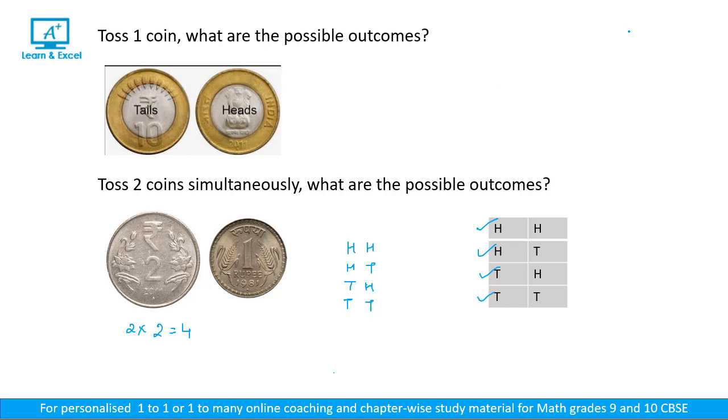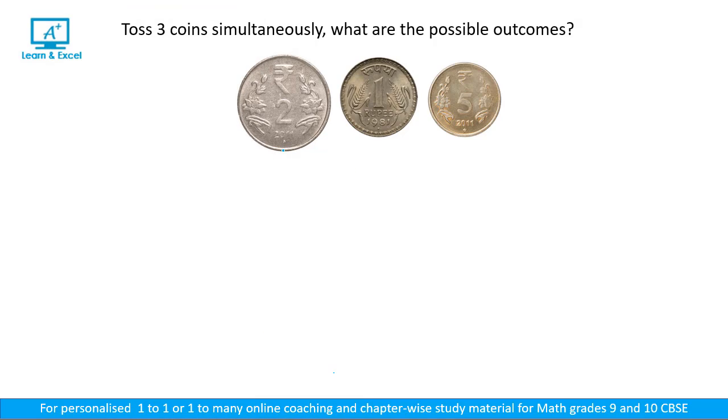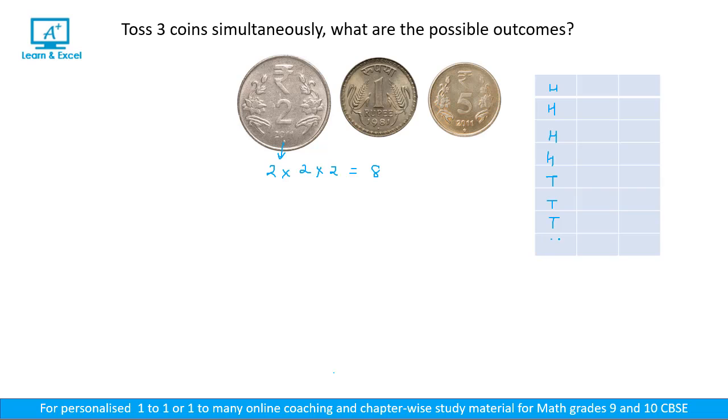Now let us toss 3 coins and understand how we will write all the possible outcomes. To write all the possible outcomes, we know for the 2 rupee coin we'll have 2 outcomes, head or tail. For the 1 rupee coin also we'll have 2 outcomes, and for the 5 rupee coin also we'll have 2 outcomes. So we'll have 8 outcomes in all. So let us divide 8 by 2, we'll get 4. So we write 4 H first and then we write 4 T.